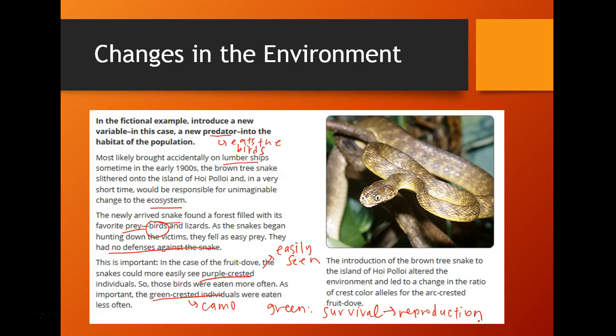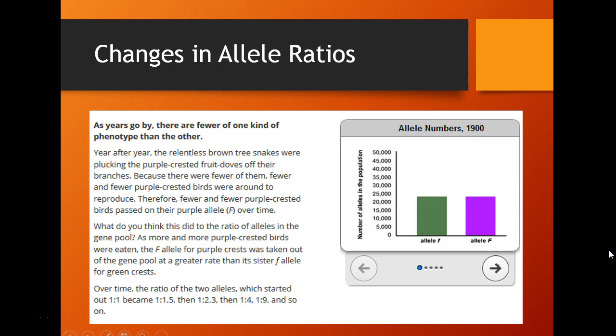And remember, last lesson we talked about adaptations. If something helps you survive and reproduce, we consider it an adaptation. So these green feathers have now become an adaptation. So as the years go by, there are fewer of one kind of phenotype than the other. Remember, this is the physical appearance. So it's saying one of them becomes more common than the other.